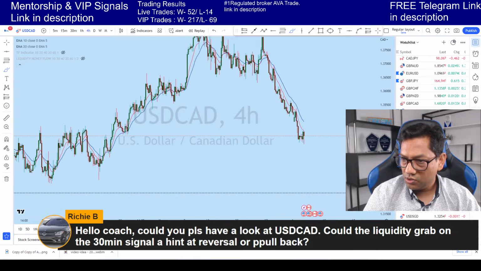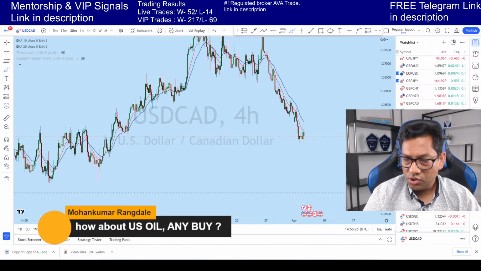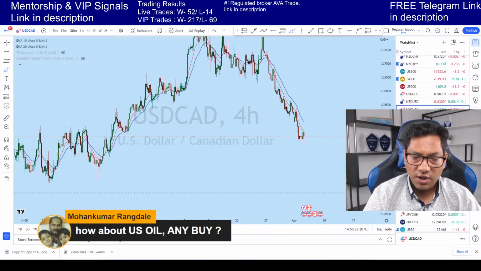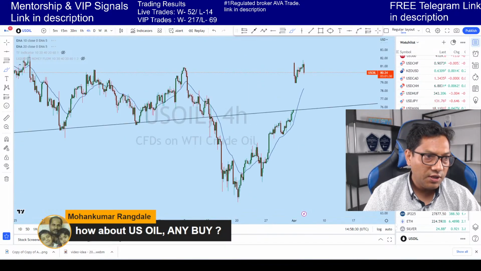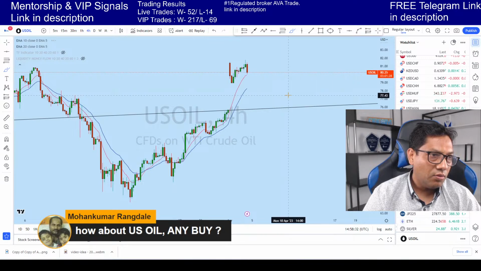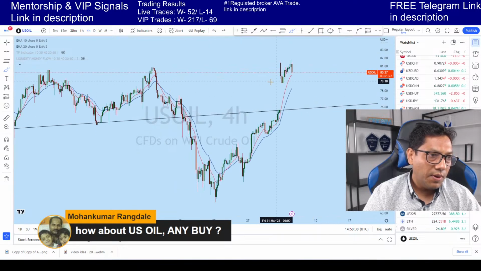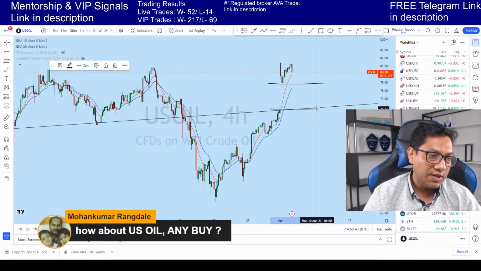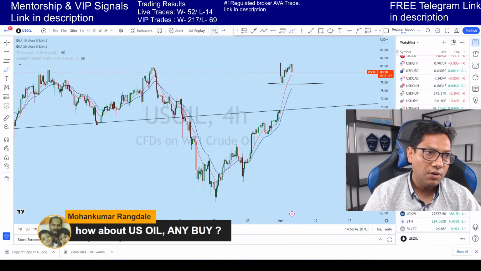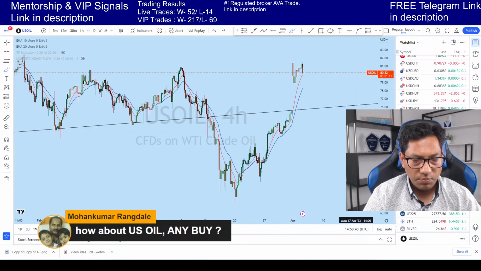How about US oil? Any buy? So US oil that we talk about, what I think is that US oil, you can see it's coming down. I think it will fill that gap first, and then we can find a buying opportunity, because the market will not leave this gap open. I think highly likely it will come down and fill that gap, and then we could see a bullish opportunity on US oil.